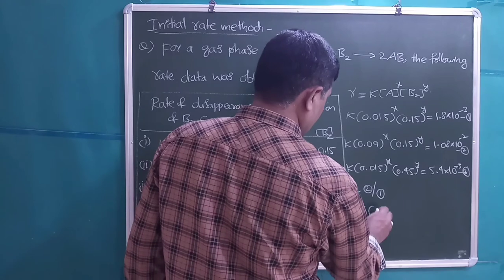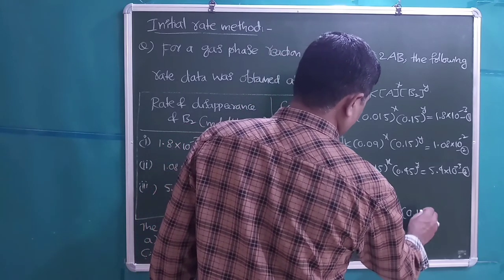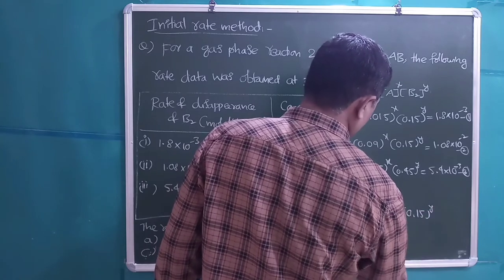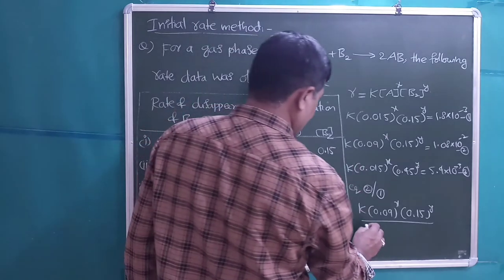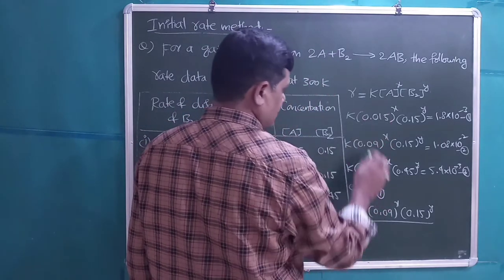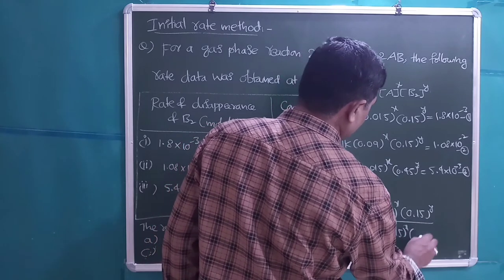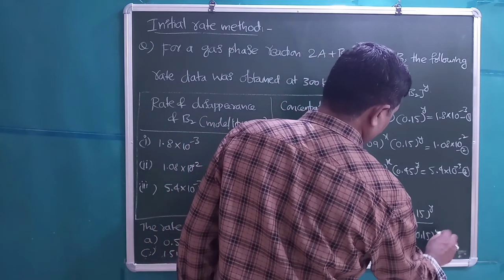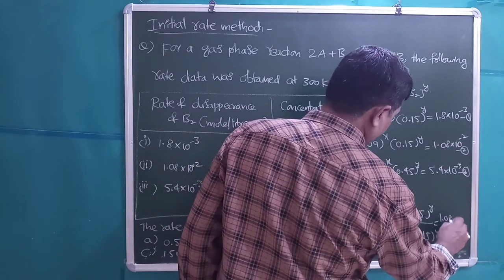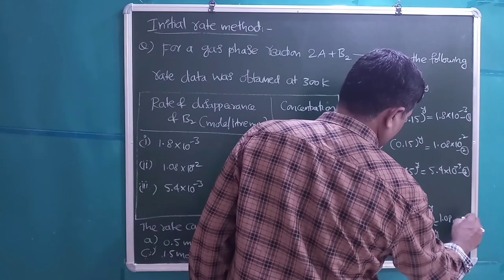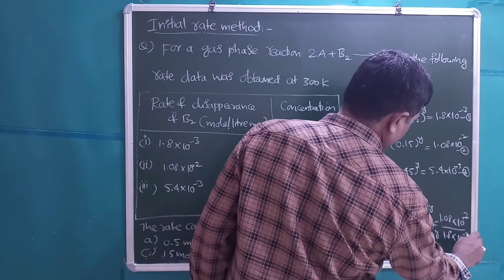K into 0.09 whole power X, 0.15 whole power Y, divided by, this is for equation 2 on the left hand side of the equation we are getting. For equation 1, left hand side of the equation, K into 0.015 whole power X into 0.15 whole power Y is equal to, right hand side of the equation, 1.08 into 10 power minus 2 divided by 1.8 into 10 power minus 3.